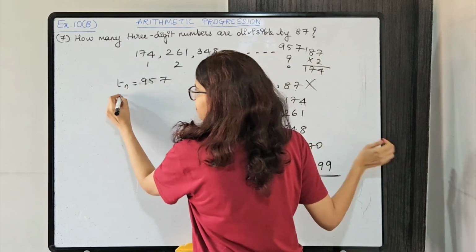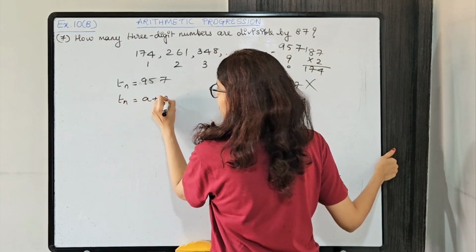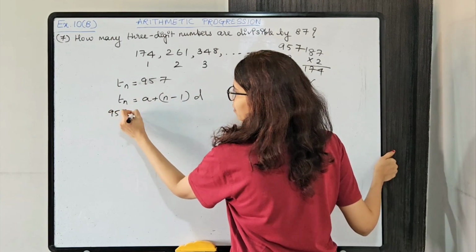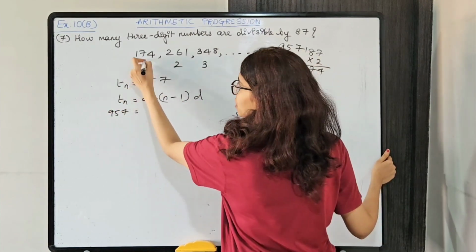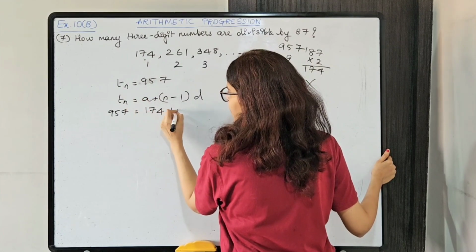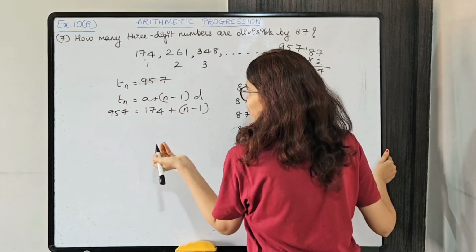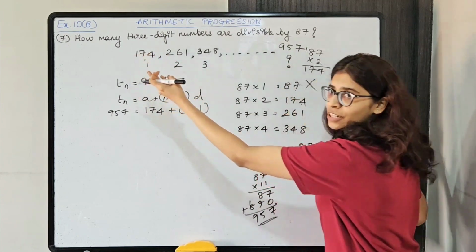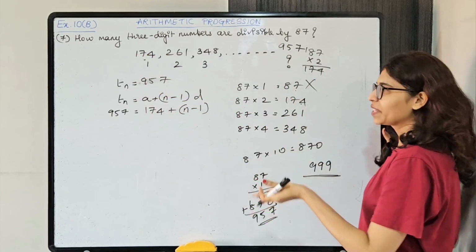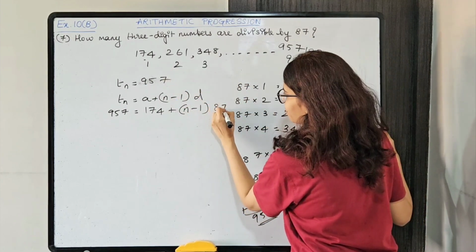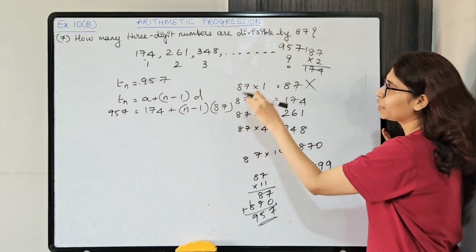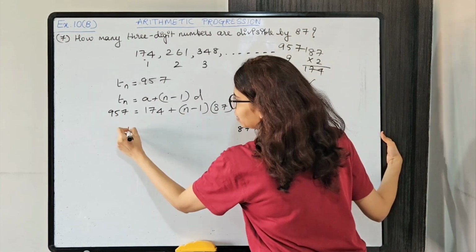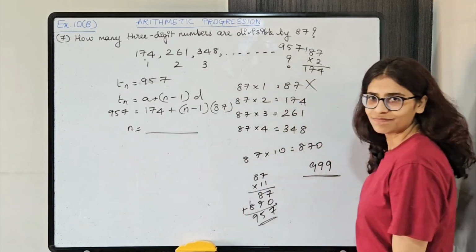The formula for Tn is a plus n minus 1 d. Tn is 957. A is the first term, which is 174. N we don't know, which we have to find out, and D you will easily get. 261 minus 174 will be 87 only. Okay, the difference will be 87. So in this type of sums, the number given is the common difference. So on solving this you will get the value of n.